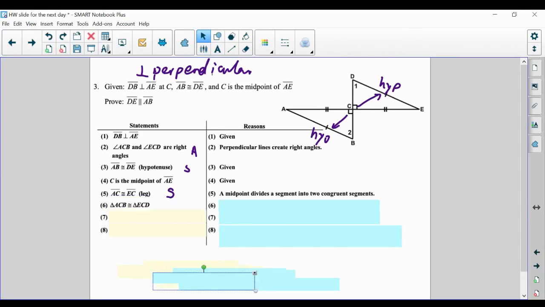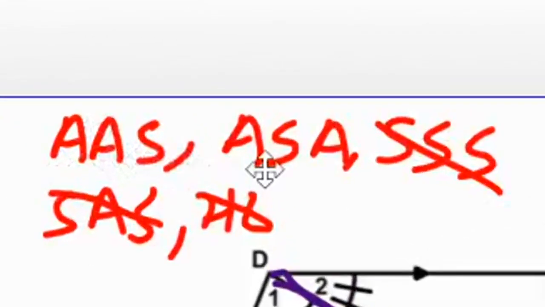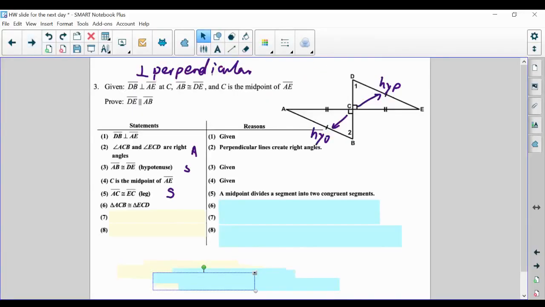But can we use angle, side, side? Angle, side, side is not one of the triangle congruency proofs. Okay, we can go back to the last page. See up here, we have angle, angle, side; angle, side, angle; side, side, side; and HL. So angle side side is not one of them. So we cannot use angle side side. So we have to think back.